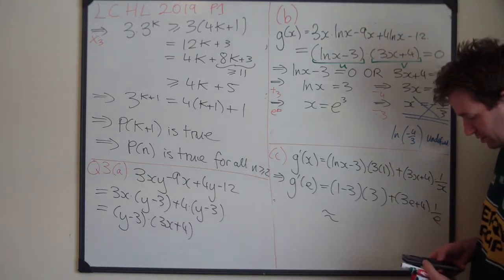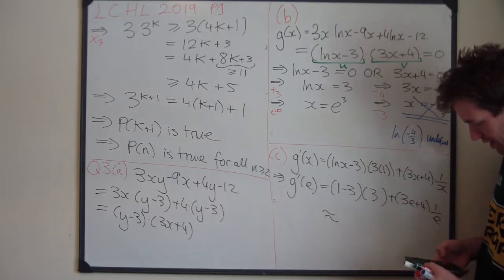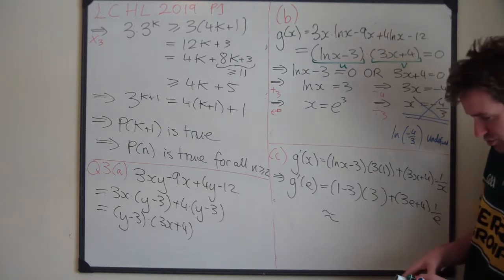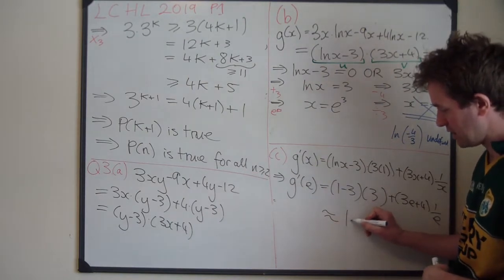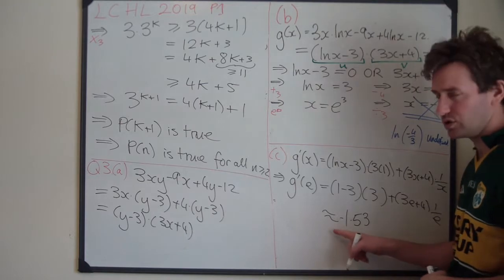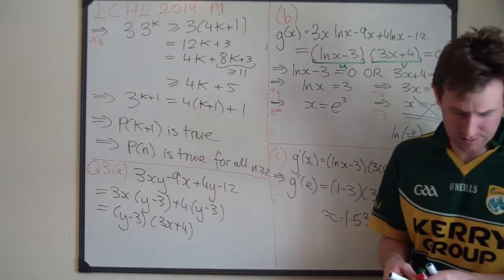So plus 3 by, the way I'm doing it is e to the 1, plus 4 by 1 over e, which is the same as divided by e, which is divided by e to the 1. To 2 decimal places, minus 1.53. I use this squiggly line to indicate approximation. You could do equals minus 1.53 to 2 decimal places, but that's that.